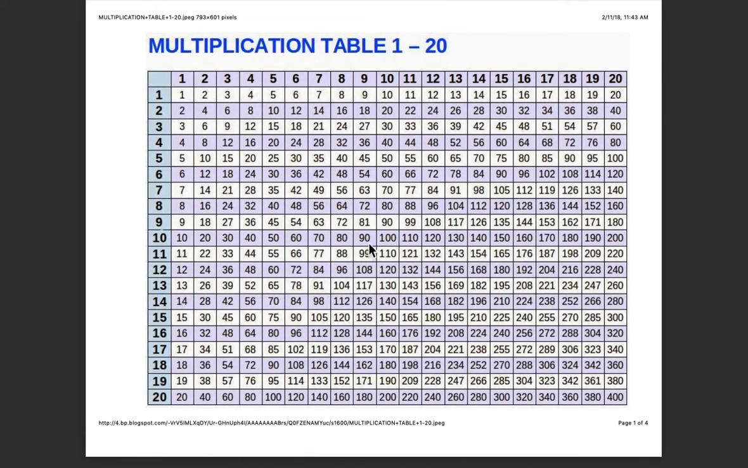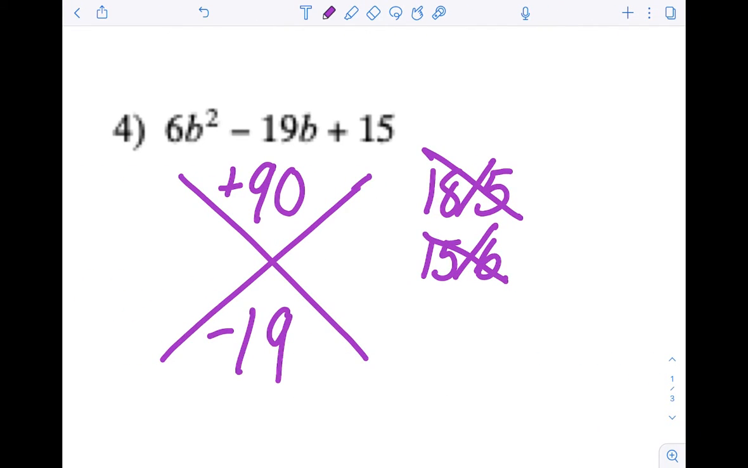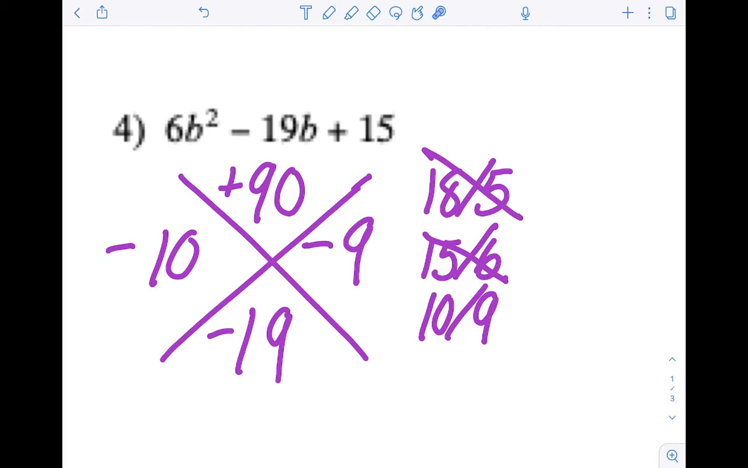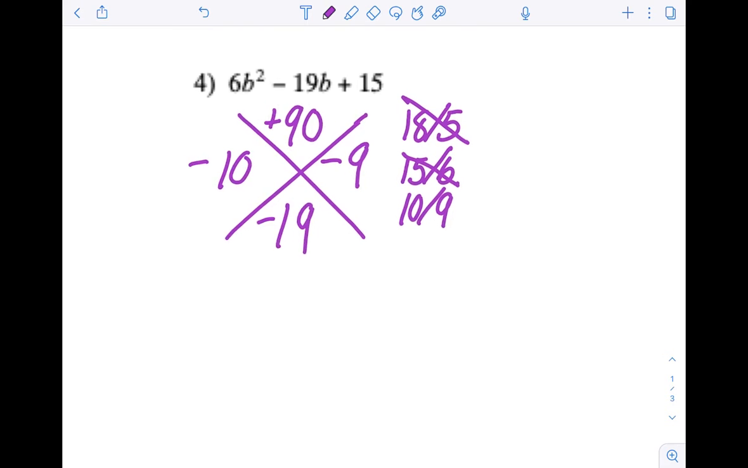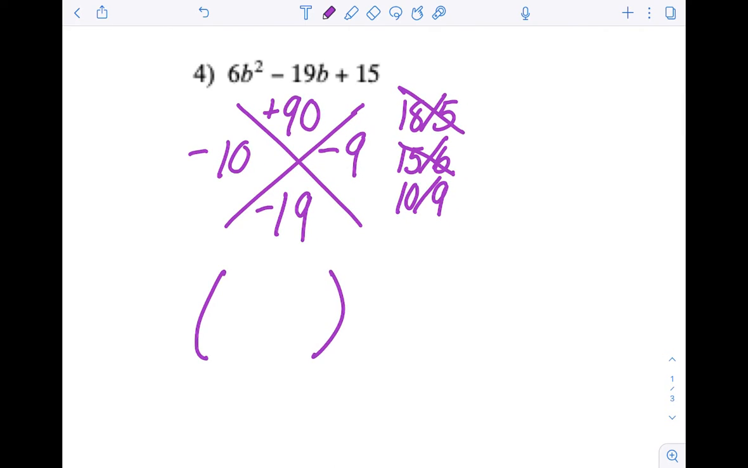Okay, so let's look for another 90. Oh, there's one right here. 10 and 9. Okay, let's try 10 and 9. 10 plus 9. I know I'm adding because here is 19. Perfect. 10 and 9 work. Now, since it's positive, they need to be both the same sign. And since the bottom is 19, it's negative and negative, right? They got to be the same sign because a negative times a negative is a positive. All right?